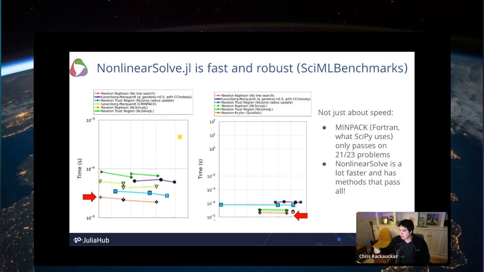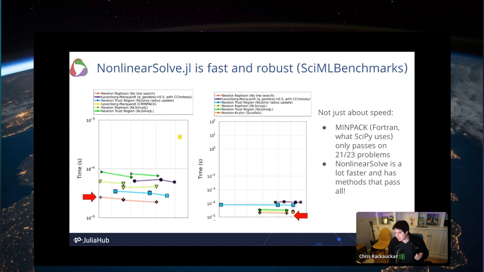Now, one of the things that we cared about a lot when building this was it should be fast. And the way that we did this is that we made sure to use a lot of the same principles as what we use within the other parts of the ecosystem. But one of the other interesting things that we found was that we actually ended up pretty robust by the end too. One thing we weren't really expecting was that MinPack, which is actually the Fortran library that's underpinning what SciPy uses.